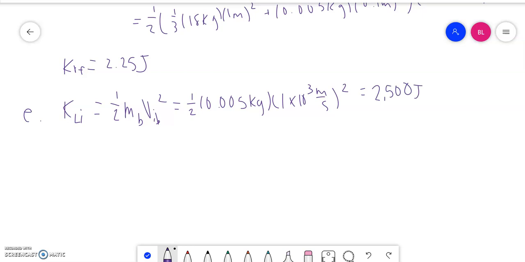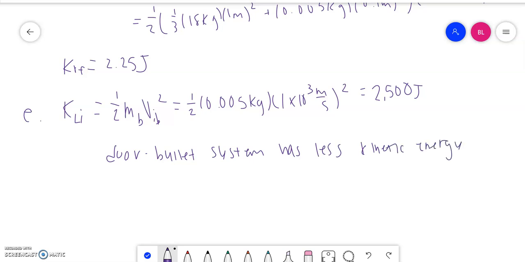So the answer to part E is the door bullet system has less kinetic energy than the initial.